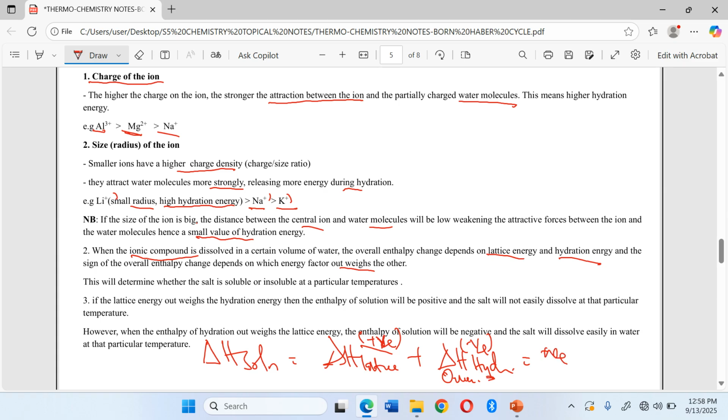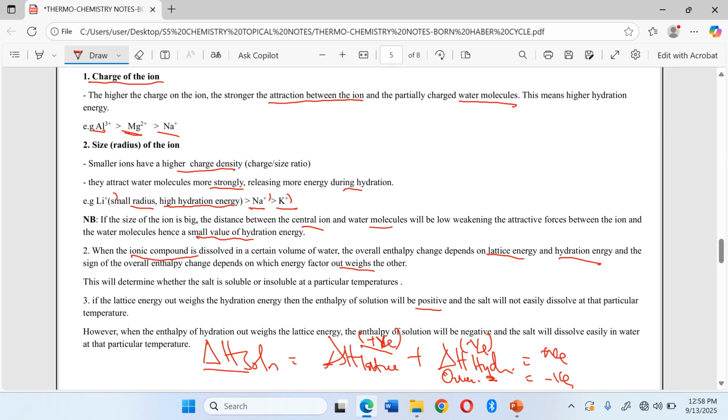If the hydration becomes higher than lattice, overall change will be negative. And what are we saying? That if the lattice energy outweighs the hydration energy, then the enthalpy of solution will be positive, and I believe that is clear. And the salt will not easily dissolve at that particular temperature.